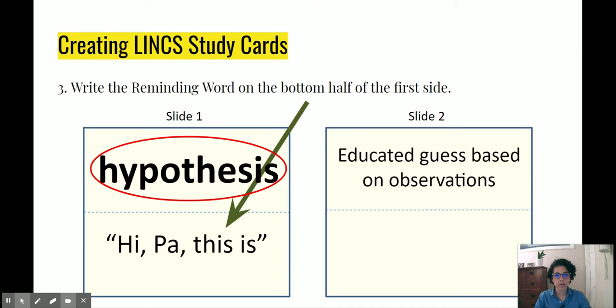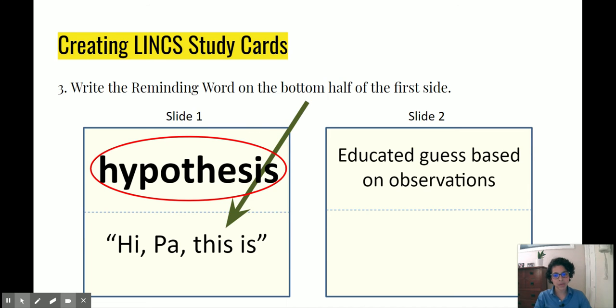Here's where the technique really comes in and where things really get different. You're going to create a reminding word, and typically a reminding word will sound like your new vocabulary term, or sometimes it can be something that just really strongly is associated with that term. It has to be something that you already know, so it can't be a word that you're also unfamiliar with. But in this case, I decided to do a phrase that sounds just like the word.